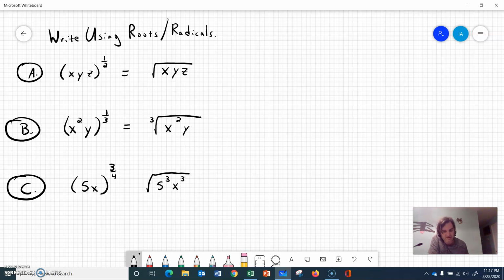So it would be the 4th root. Now, I know that I can cube 5, so if I want to do that, I can say the 4th root of 5 cubed is 125, and then x cubed. So the 4th root of 125 x cubed. And that is writing them as roots.